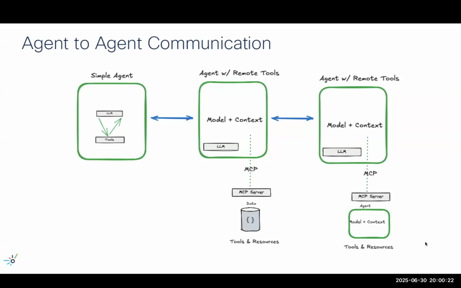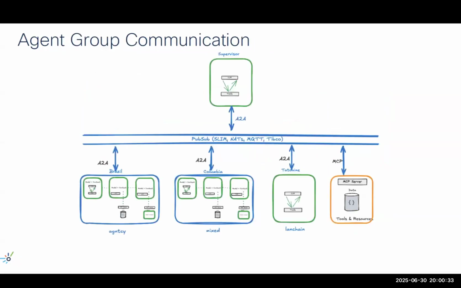It talks to another agent, with the model and context. So, I mean, this is an example. It's nothing to do with the Cisco agency here. This is a general diagram of how agent-to-agent communication happens.